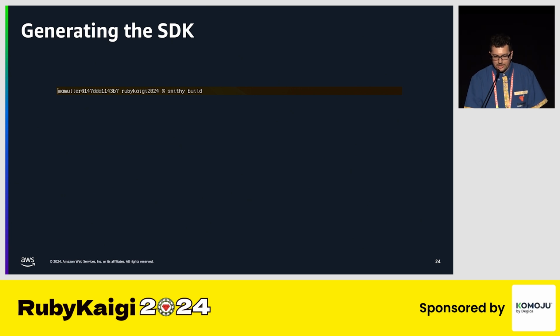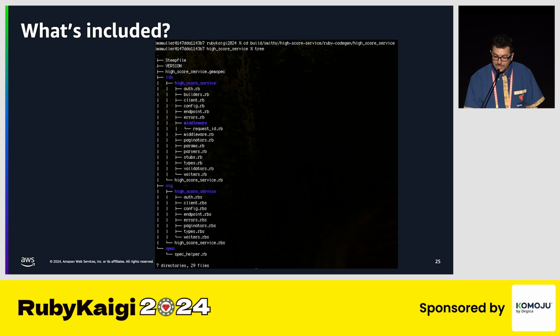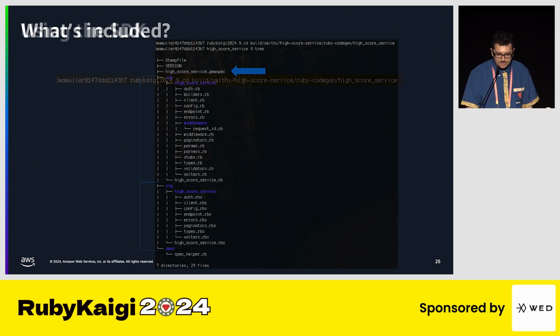Now we have our model and the Smithy build file. It's time to generate our SDK. We simply execute Smithy build, and we see in our output that the model was valid and it built successfully. Cool. So here's the output of that generation. We see that we have a gem and it has a gemspec. Everything here is fairly standard. We have a lib folder for our code and a sig folder for RBS.